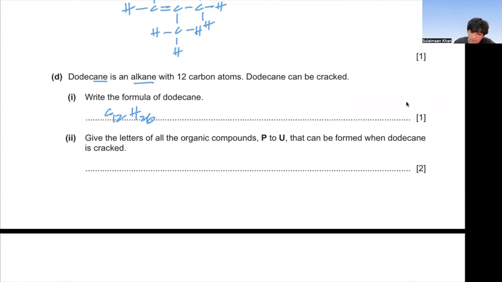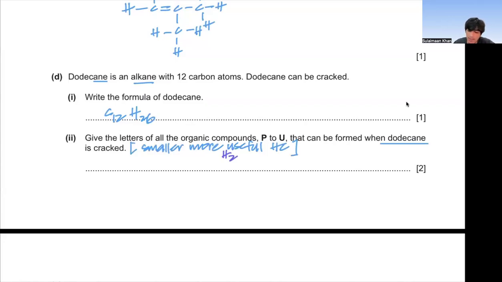Give the letters of all organic compounds P to U that can be formed when dodecane is cracked. See, when alkanes are cracked, they form smaller, more useful hydrocarbons, right? It's not necessary that they give alkenes only. They can form alkenes and alkanes. It doesn't make a difference, but they must be smaller, right? And they could also form hydrogen gas.